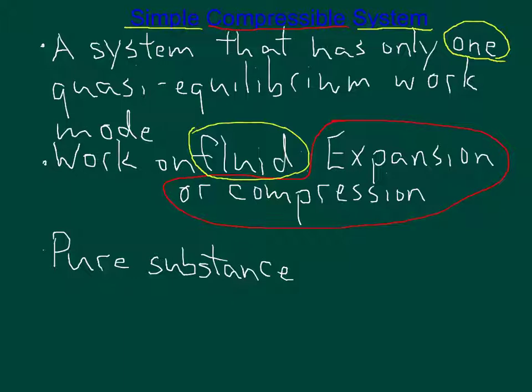Now, we can look at that substance in multiple phases. So we could have a mixture of ice and water vapor. But that's still just one substance. So that still meets our pure substance rule.